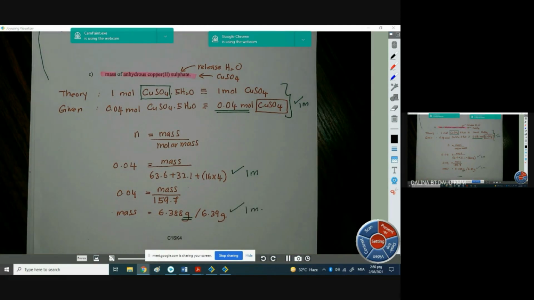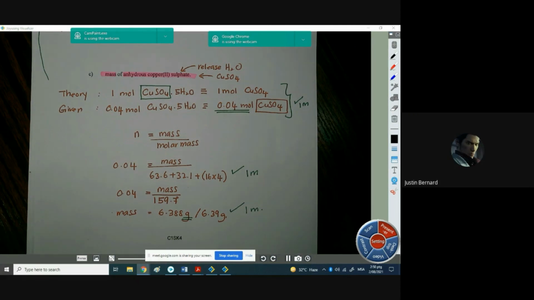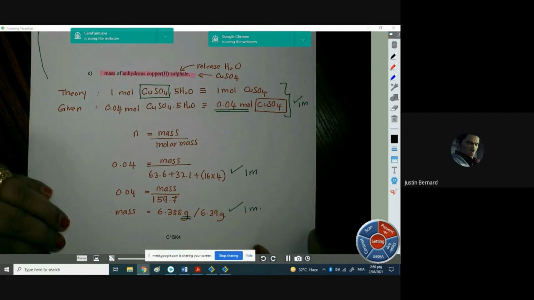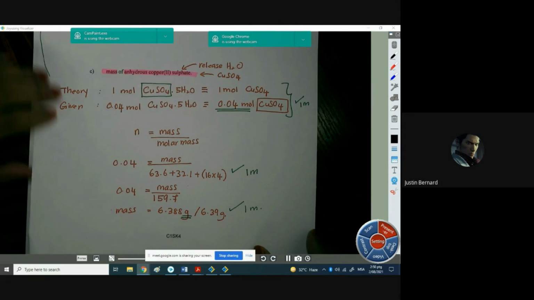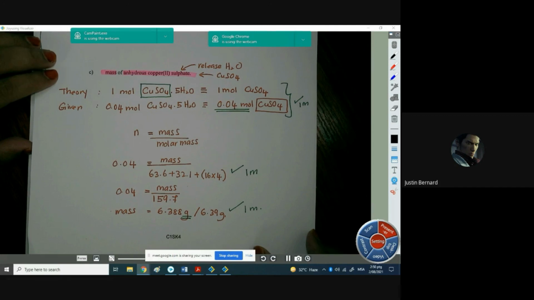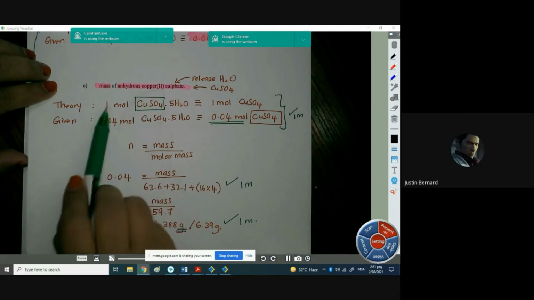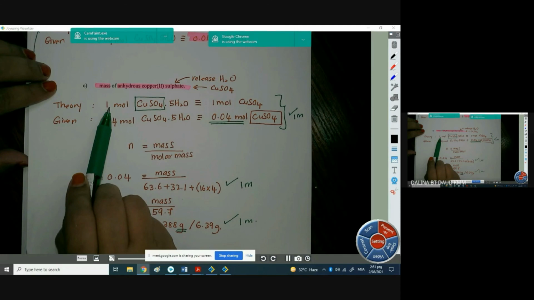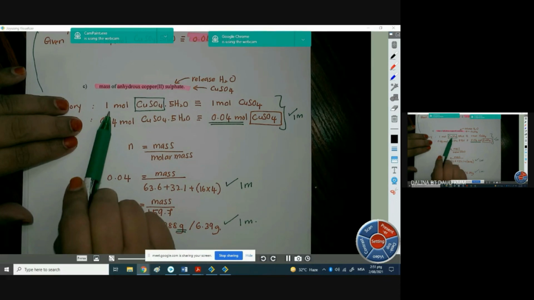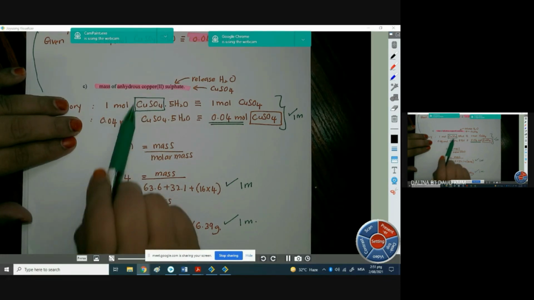Okay, any question? Yes, Justin. On the theory part, how can I tell if there's 2 moles or 3 moles or just 1 mole? We refer to 1 mole of hydrated. So in this 1 mole, we have only 1 copper sulfate molecule.